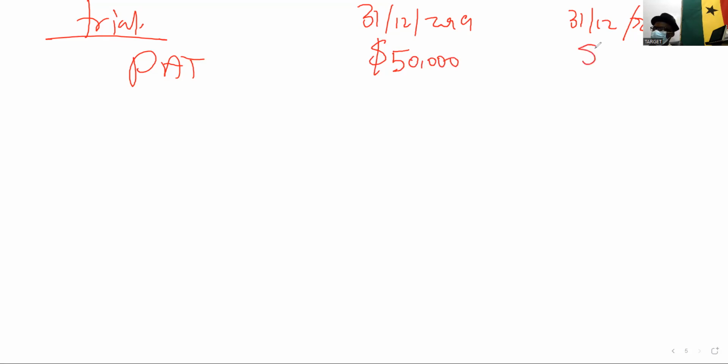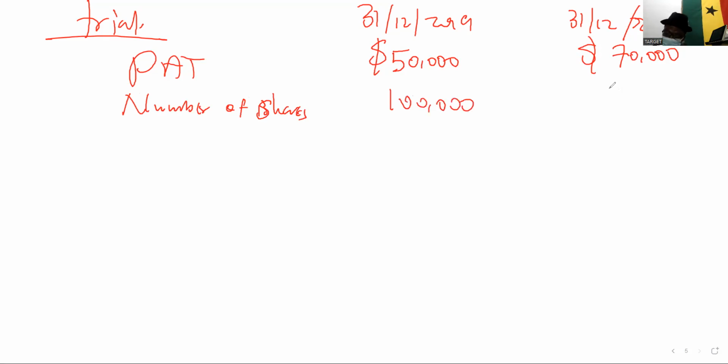And this is $70,000. And then they wrote here number of shares: 100,000 shares. Here is a dash for now. Note 1. Please, the note 1 we did is the same. I'm not changing anything.